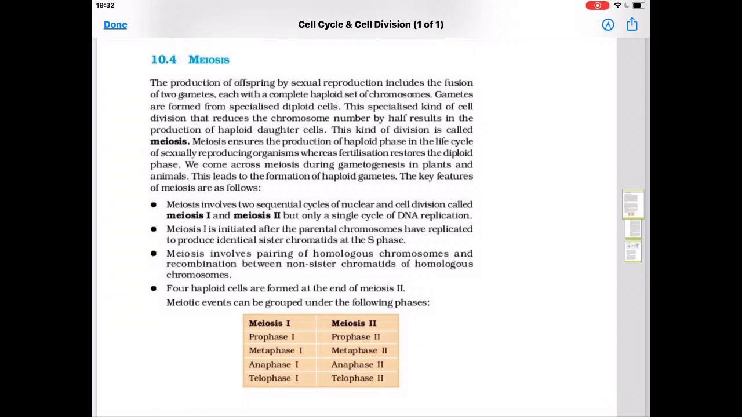Good morning, students. Our today's topic is meiosis.